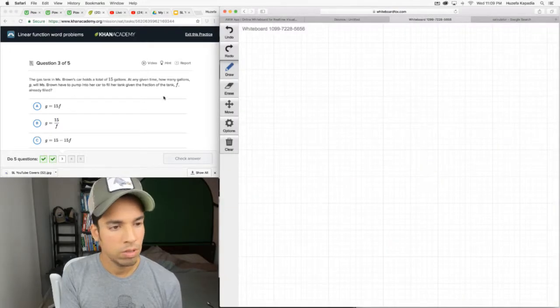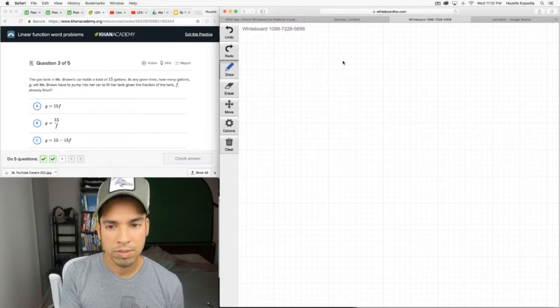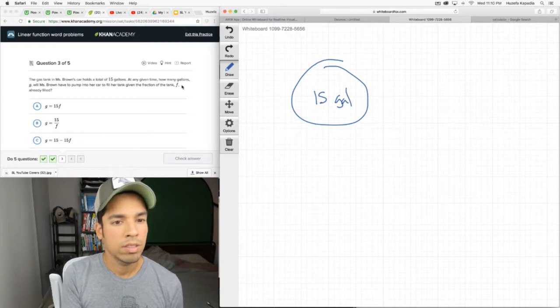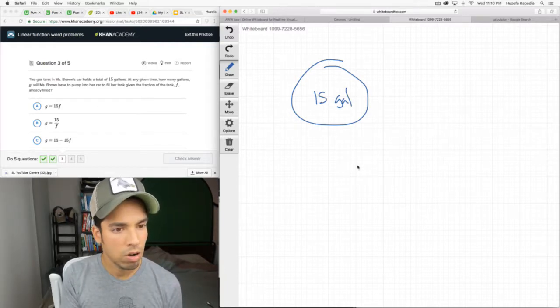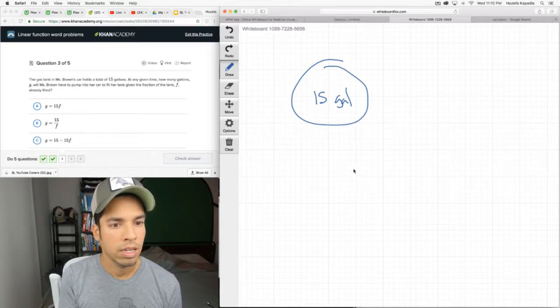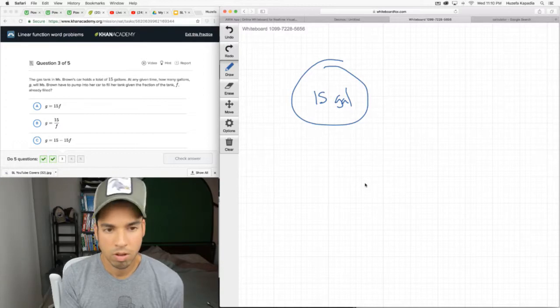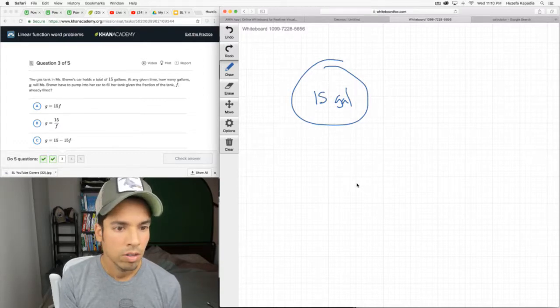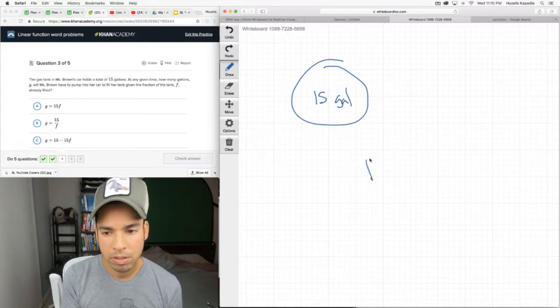Let's do the next one. The gas tank in Miss Brown's car holds 15 gallons. So here's the gas tank, 15 gallons. At any given time, how many gallons, G, will Miss Brown have to pump into her car to fill her tank given the fraction of the tank, F, already filled? Okay. So this is the fraction already filled.